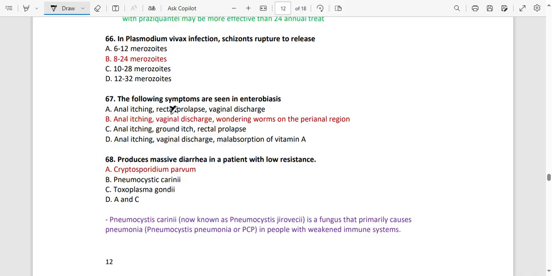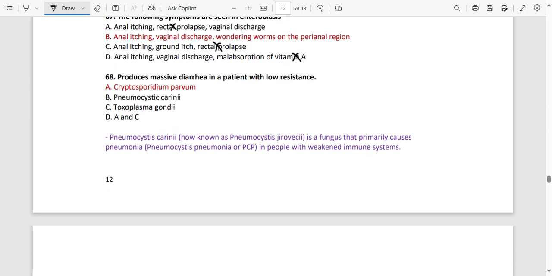Rectal prolapse is associated with Trichuris. Even here, vitamin A malabsorption. Which one is associated with malabsorption of vitamin A? Anyone? Ascaris lumbricoides.